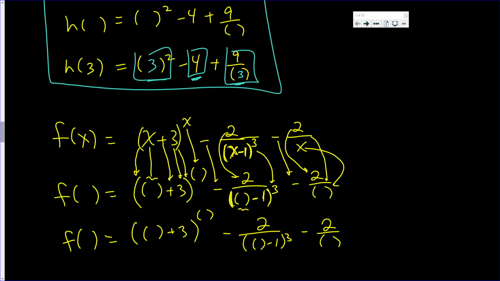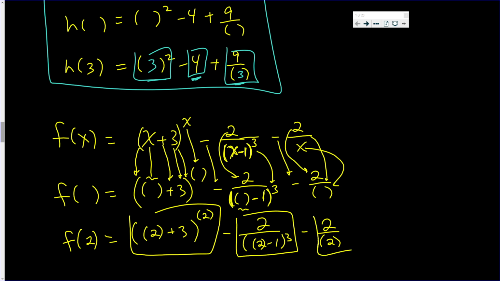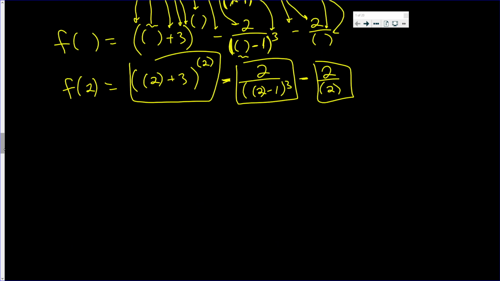If they want f of 2, fine. You put 2 in the brackets. And now the math starts. How much is this? How much is that? How much is that? And then subtract them. Just write x that way.